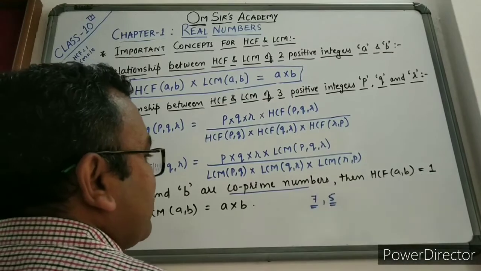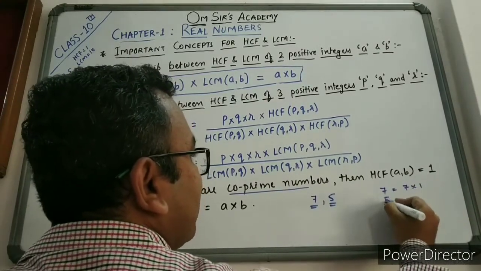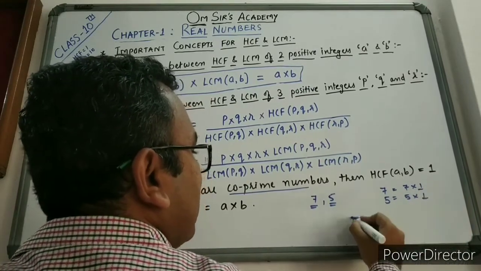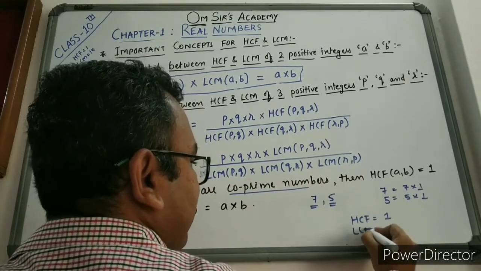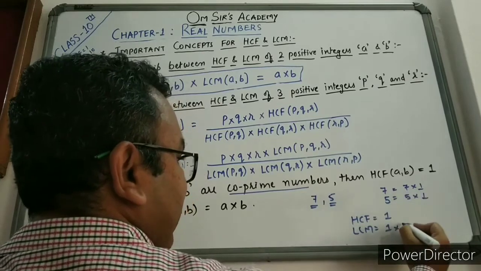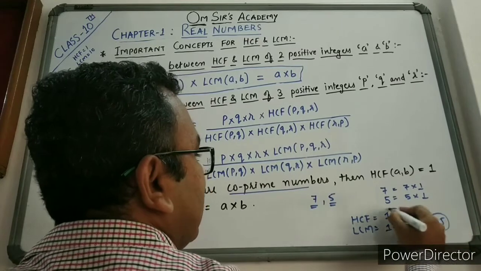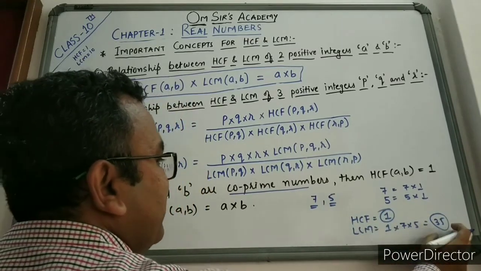Then the HCF of these two numbers. What is the prime factorization of 7? 7 into 1. And what is the prime factorization of 5? 5 into 1. So what is common in this? So HCF will be what? That is 1. And LCM will be what? That is 1 into the other non-common factors, 7 into 5. So 1 into 7 into 5 will be what? 35. So here HCF will be 1 and LCM will be 35.